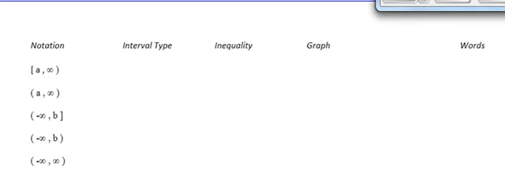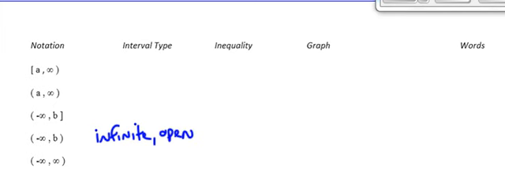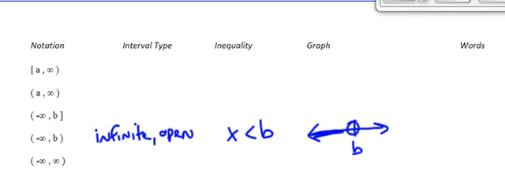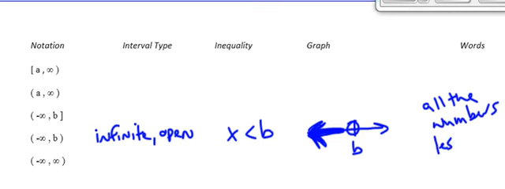When we look at the fourth one, we've got parenthesis, negative infinity, comma b, parenthesis. So the interval type is infinite and open. The inequality, we're looking for all the numbers that are less than b. We're starting at b, but we're going to the left of that, so that's less than. The graph, we've got b, it's an open circle because it's not included, and we're going to the left. Words, all the numbers less than b.